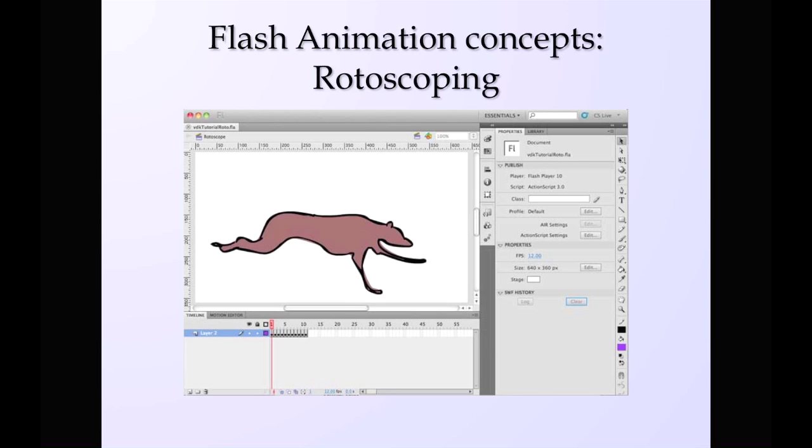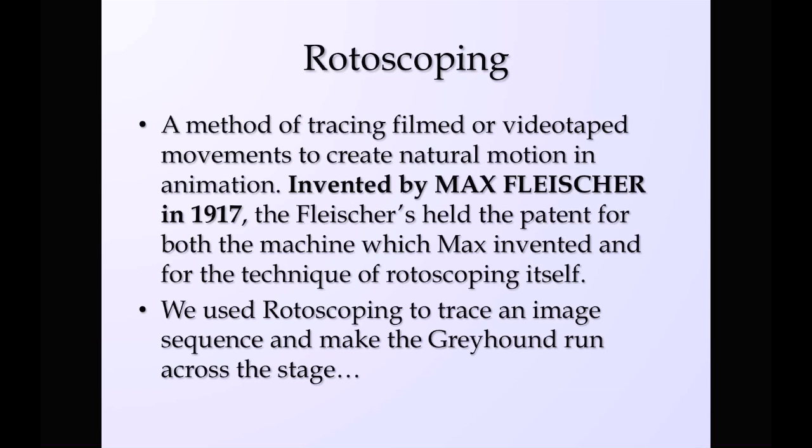Rotoscoping. And remember, we rotoscoped the Greyhound in Photoshop this semester. Rotoscoping is a method of tracing filmed or videotaped movements to create natural motion in animation. It was invented by Max Fleischer in 1917. The Fleischers held the patent for both the machine, which Max invented, and for the technique of rotoscoping itself. We used rotoscoping to trace an image sequence and make the Greyhound run across the stage.